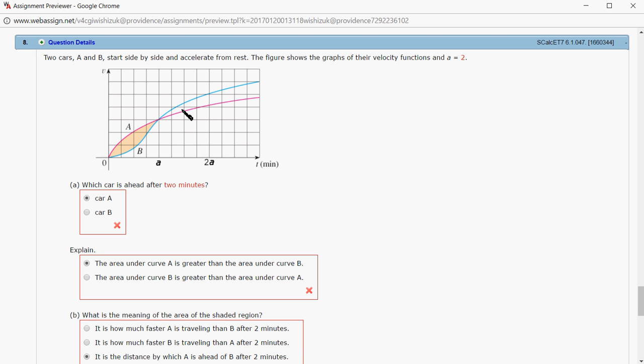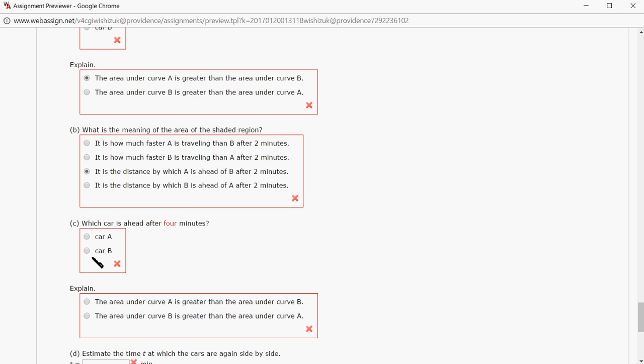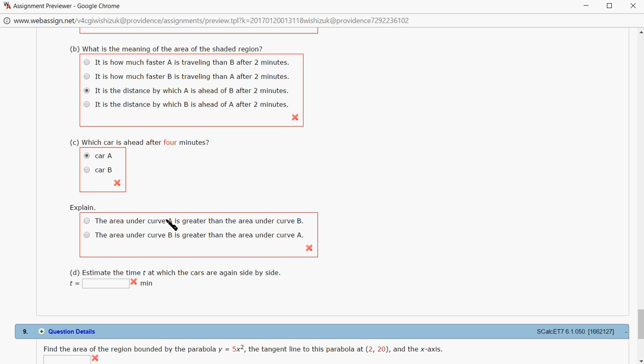I think this part right here is still going to be larger than this region here. It's pretty darn close, but that means A is still ahead of B. So I'm going to put A. The area under curve A is greater than the area under B. Okay, so that's the explanation.